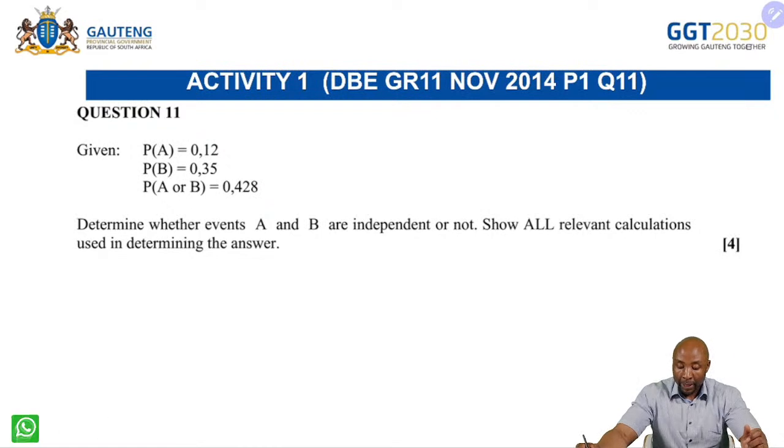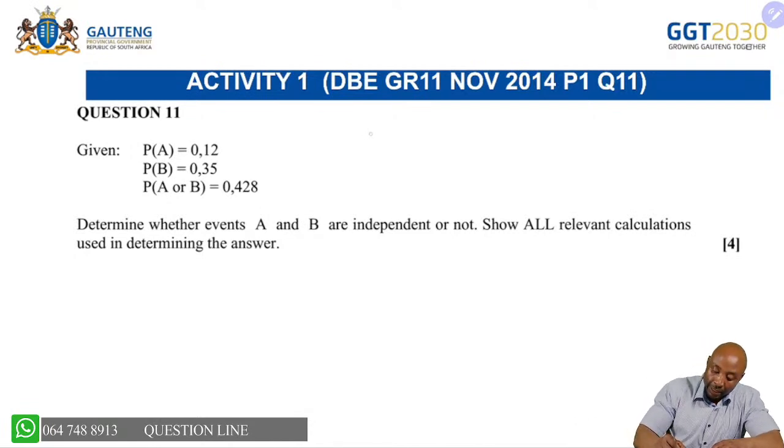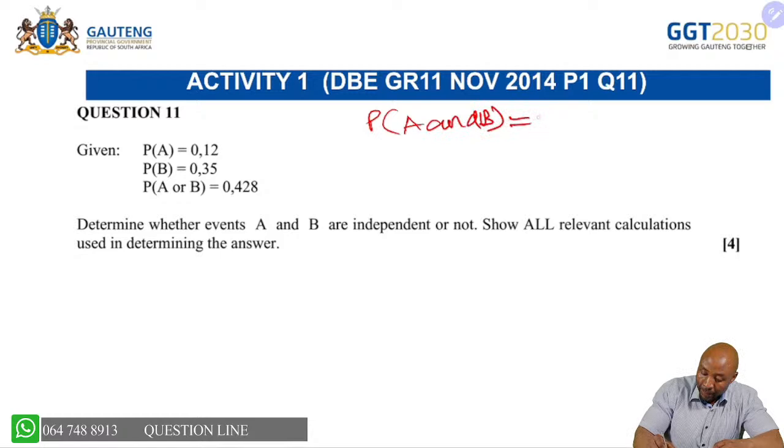Right, welcome back. I hope this was not difficult. You want to determine whether the events A and B are independent or not. Show all relevant calculations. Now, remember, to show independence, we said the probability of A and B must be equal to the probability of A multiplied by the probability of B.